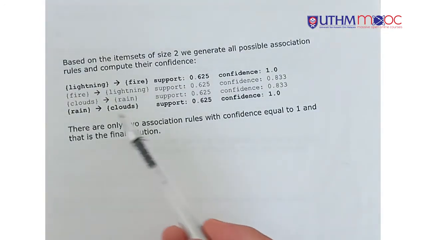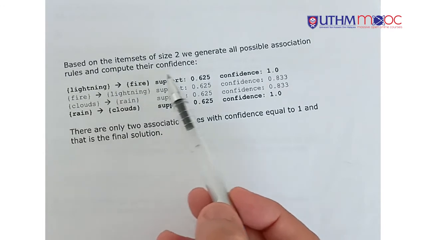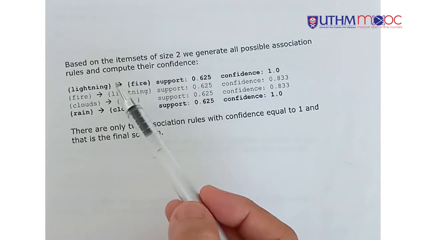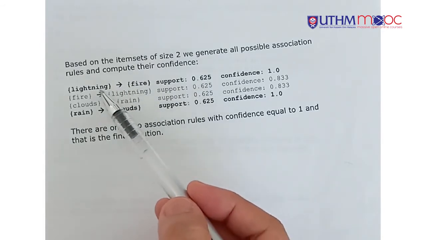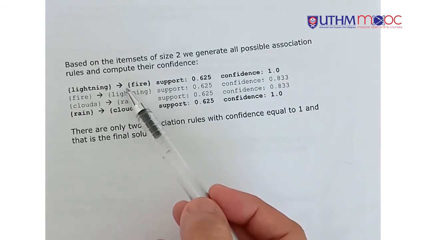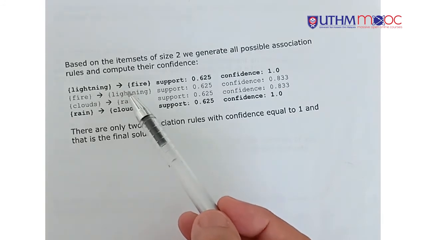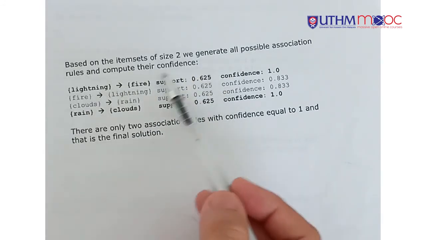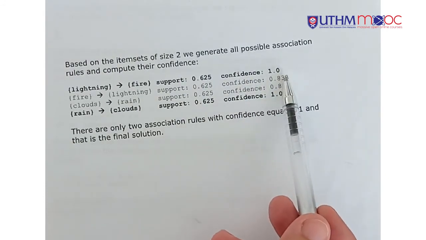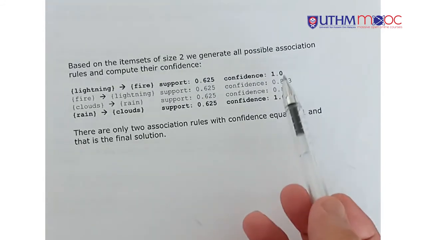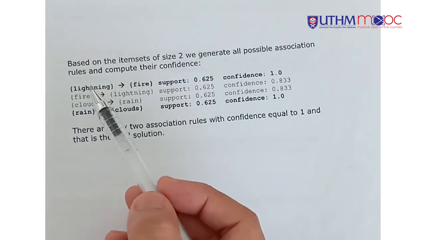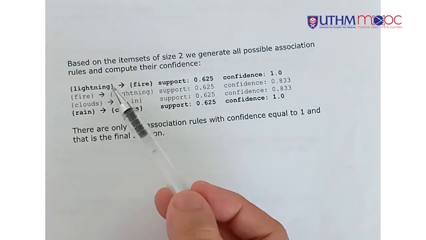So in this case, given these rules, we want to find the support. Again, you go back to the original transactions and find how many times the combination of lightning and fire appears from the total of 8 transactions or 8 events in the original question. So in this case, you get the support 0.625 and the confidence is 1. Why is the confidence 1? Because 100% of the data set has this combination, lightning and fire. If there is lightning, there will be fire.